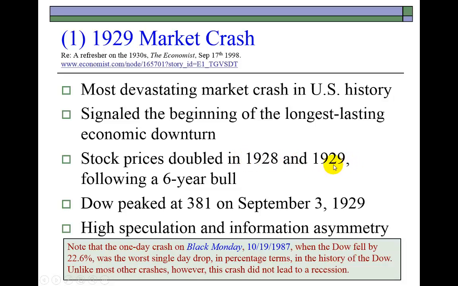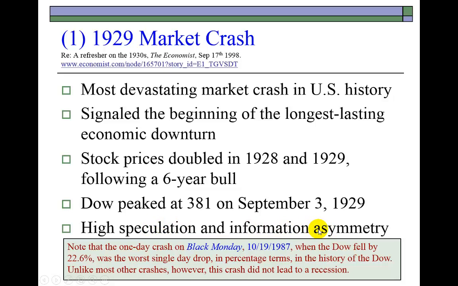So this period was when there was a significant bubble in the stock market, which is often the case prior to most financial crises. The Dow peaked at 381 points right before the financial crisis, and many analysts blame what happened on high stock price speculation and information asymmetry.